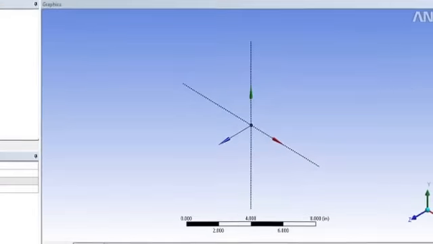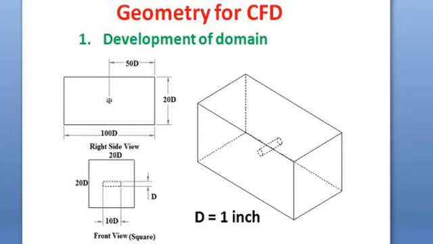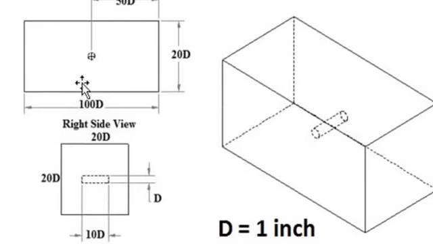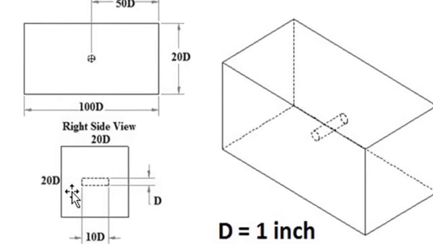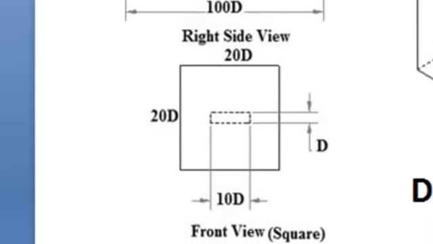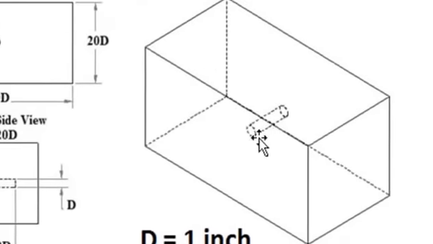So if you see this slide, this is the problem setup, flow over a cylinder that we discussed earlier. So we want to develop a 2D geometry for 2D simulation for this problem. If you see close to this domain, on the left side you have the right side view and the front view, and the right side is our 3D view of our cylinder and the domain.